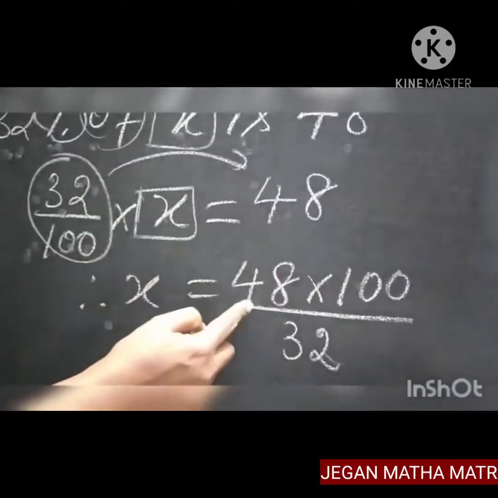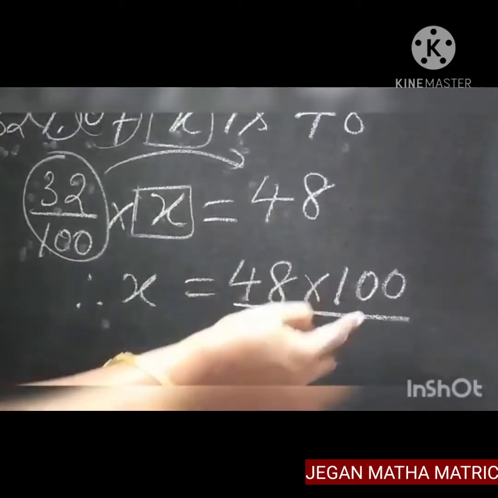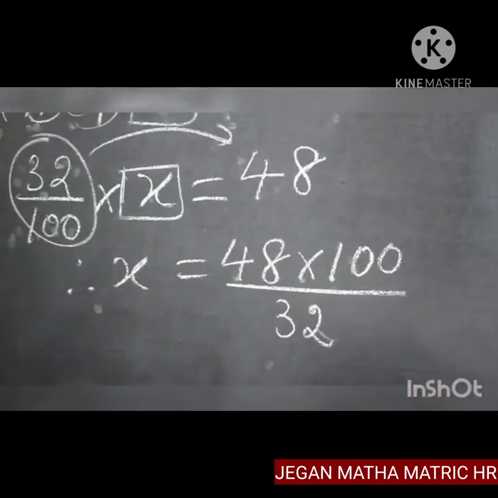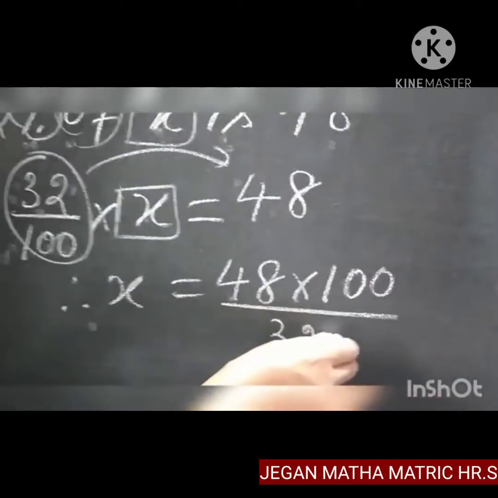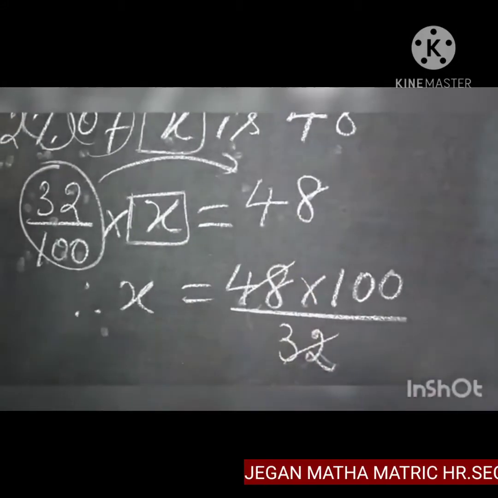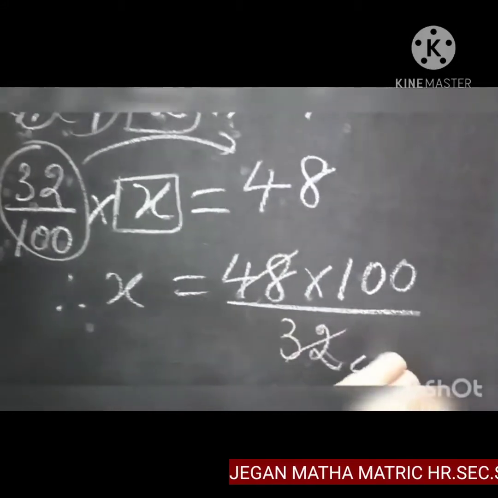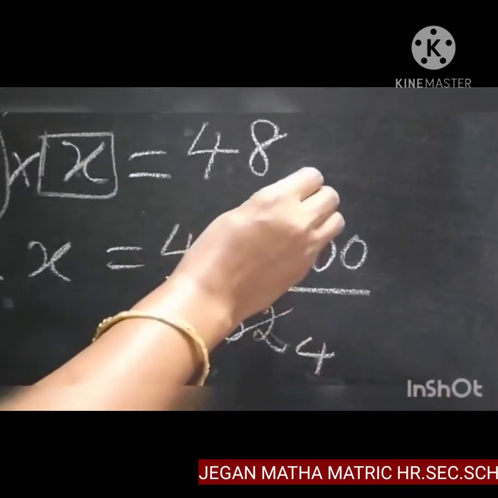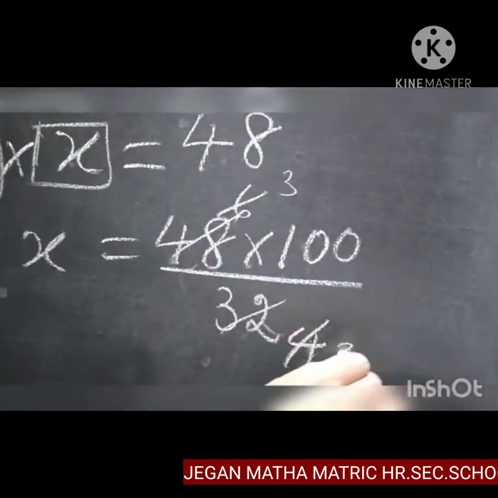So already 48 is there. 48 into 100 divided by 32. So just simplify this one and then find out the value of x. You have to cancel. So here 32 and 48 cancel by the 8 table. Here 4 8s are, here 6 8s are. Again cancelling by the 2 table. 3 2s are, here 2 2s are.